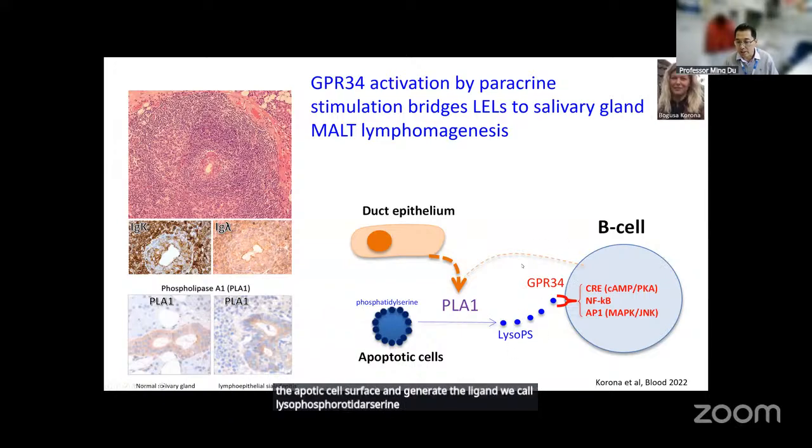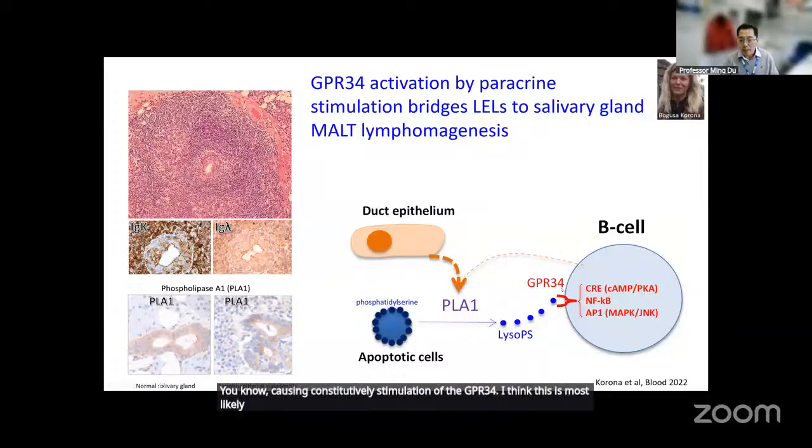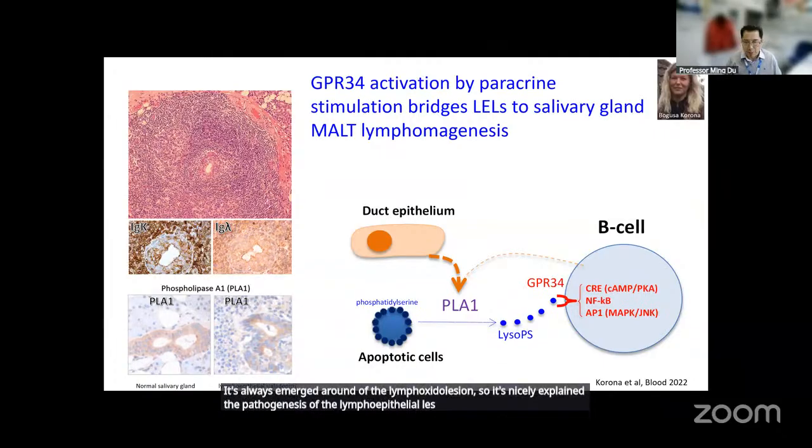This can stimulate GPR34. So this lymphoepithelial lesion can generate paracrine stimulation, causing constitutive stimulation of GPR34. I think this most likely explains why the GPR34 genetic changes are specifically associated with salivary gland MALT lymphoma, and why the neoplastic B cells always emerge around the lymphoepithelial lesion. So it nicely explains the pathogenesis of the lymphoepithelial lesion in salivary gland MALT lymphoma.